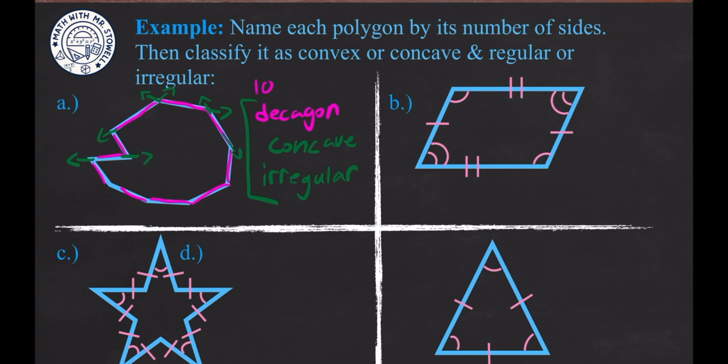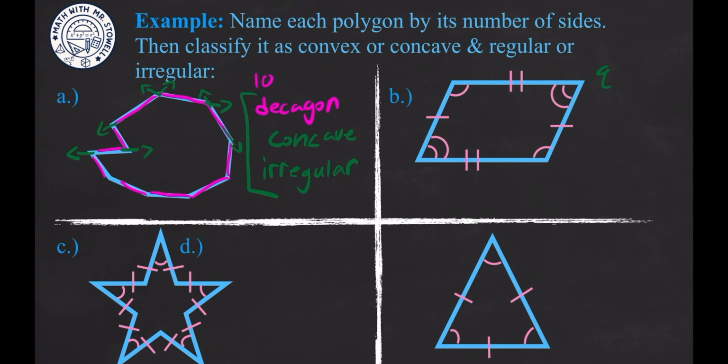Part B. Well, this one right here, let's go ahead and classify how many sides we have. We have 1, 2, 3, 4 sides. So this is a quadrilateral. Quad meaning 4. So it's a quadrilateral. We need to say convex or concave. If we extend the sides, we're good on that side. We're good on this side. Extend this side. We're good. And we are good on all sides. So this is convex.